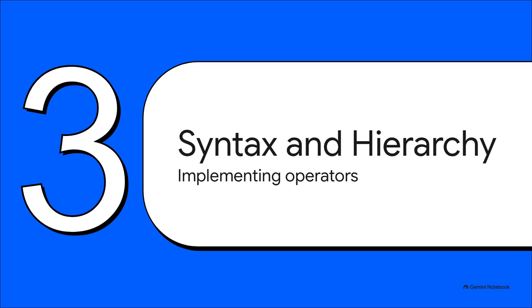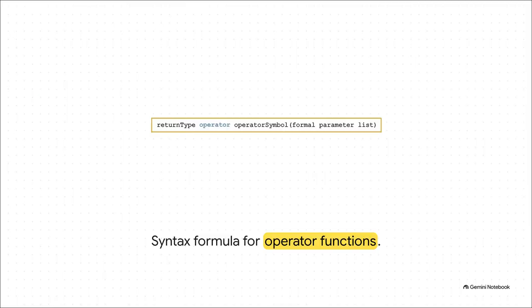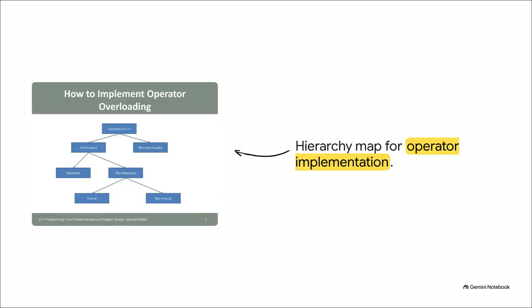Moving on to part three, operator syntax and hierarchy. Now, what's really interesting here is the explicit syntax formula you need to actually make this work. Notice the reserved word operator. That word is your flag to the compiler. It says, hey, pay attention to this. You start by specifying a return type, write the word operator, and then immediately follow it with the actual symbol you want to overload, like the plus sign, for example. After that, you just drop in your formal parameter list in parentheses. At the end of the day, it behaves exactly like any other value returning function. You just pop this declaration right into your class definition and then write out the function definition to map the logic. Simple as that.